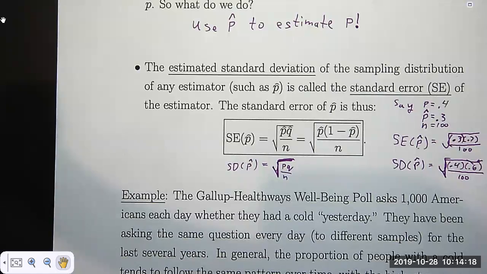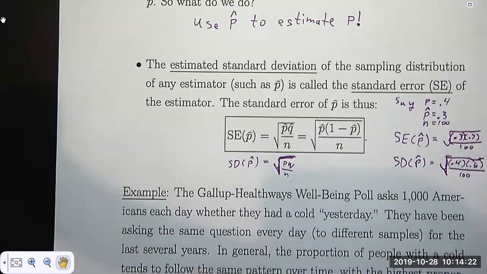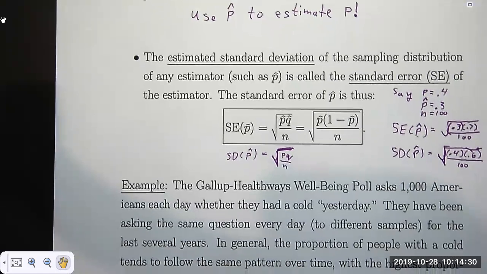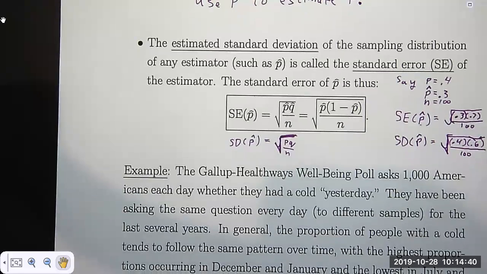All right, so let's do an example here. So we've got a Gallup Healthways well-being poll. Asks 1,000 Americans whether or not they had a cold yesterday. So there's a general pattern. Usually in December and January, there's the highest number of colds, and then lowest in July and August.